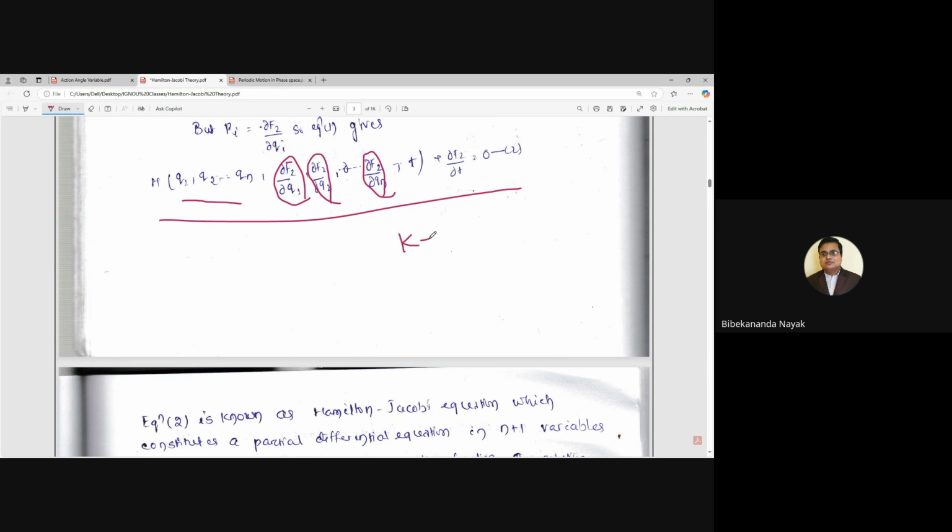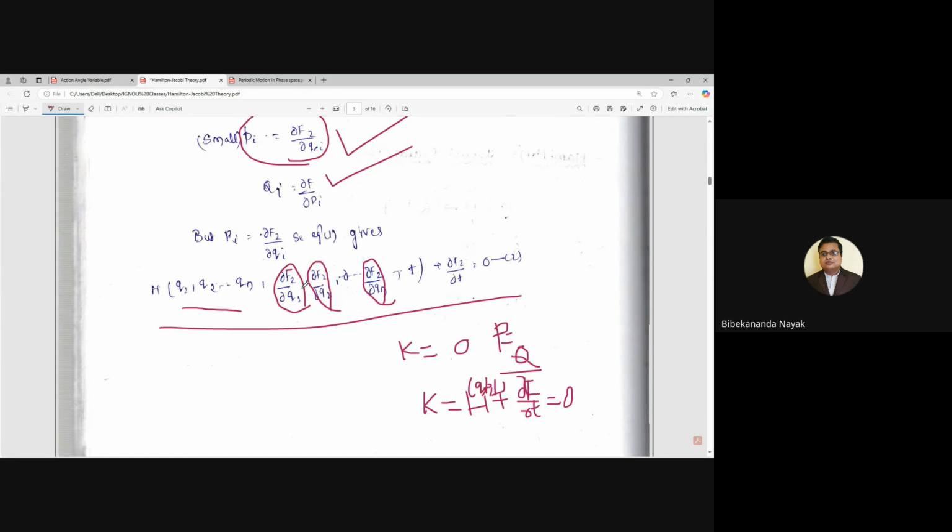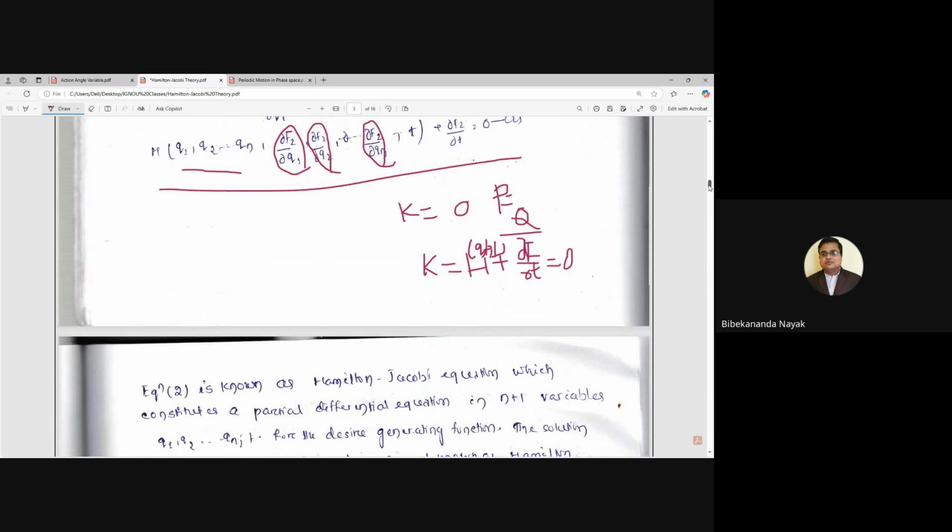First, we set the new Hamiltonian K equal to 0. Why? If K is equal to 0, then the new P is constant and the new Q is constant, since ∂K/∂Q and ∂K/∂P are 0. But K is equal to H plus ∂F/∂t, so K equal to 0 means H plus ∂F/∂t is equal to 0, where F is our F2. H is a function of small q, small p, t, but using F2 we have the formula small pi equal to ∂F2/∂qi. So putting this in, I can write H as a function of q1 to qn, ∂F2/∂q1 up to ∂F2/∂qn, and t, plus ∂F2/∂t is equal to 0. This is known as the Hamilton-Jacobi equation.